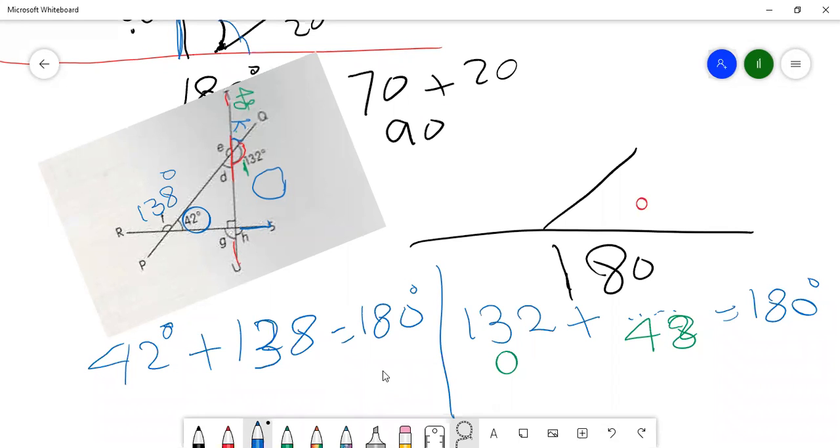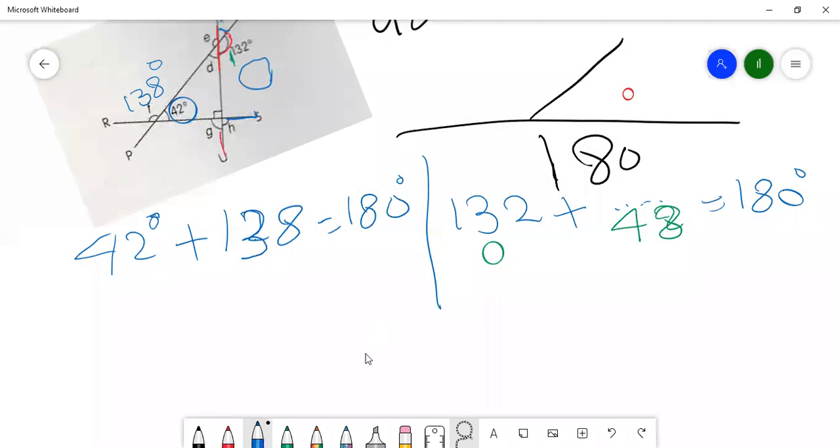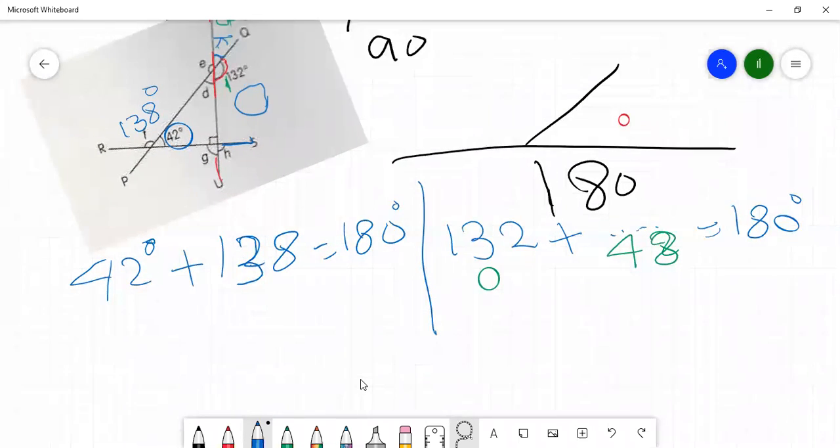What else? Are they adjacent or not? No, teacher. Why not? They are next to each other, right? They are next to each other, so they are adjacent.